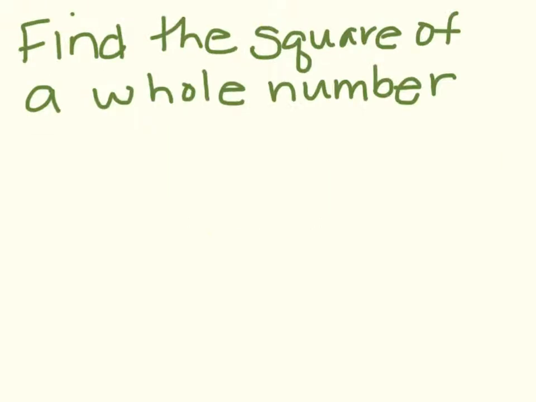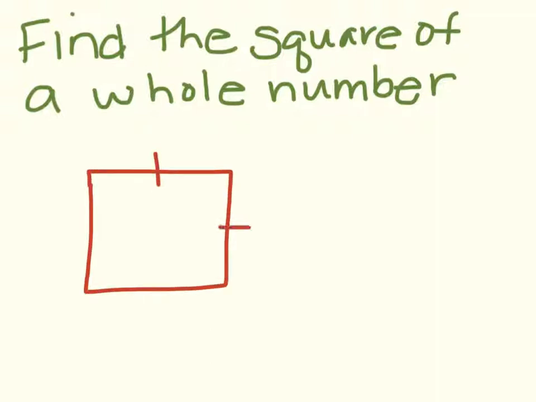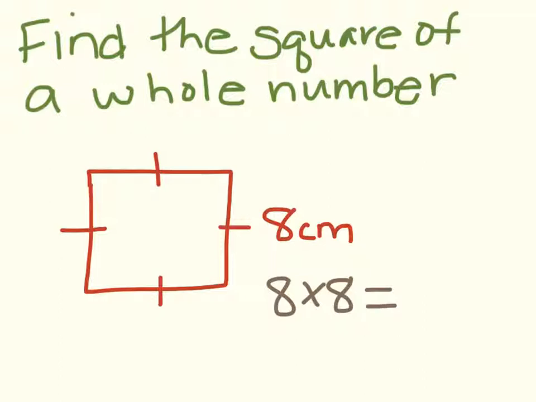Let's begin by finding the square of a whole number. So we'll start by imagining we have a square with side lengths all being equal, since it's a square, at 8 centimeters. To find the area of this square, we would take the length times the width, correct? Which would be 8 times 8. So 8 centimeters times 8 centimeters would give us an answer of 64 centimeters squared. And this is the area of our square.